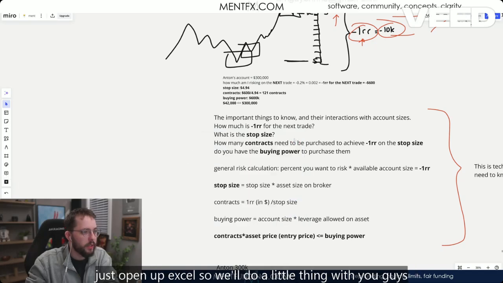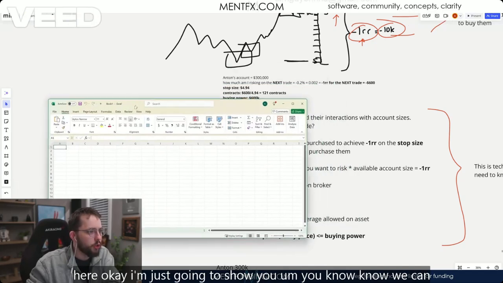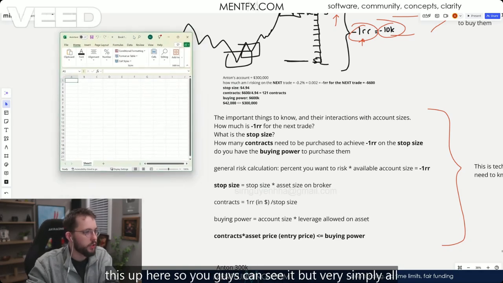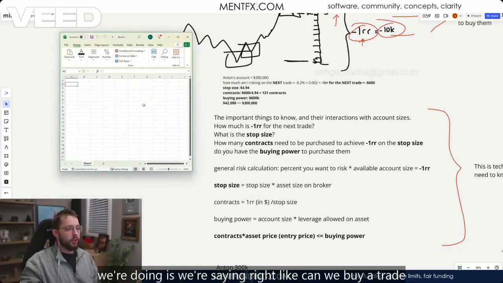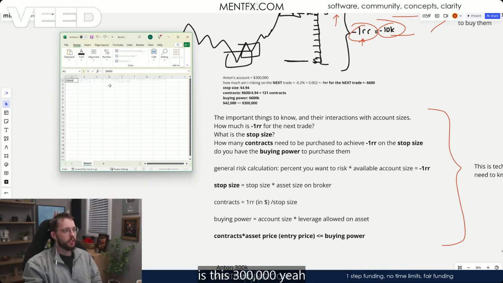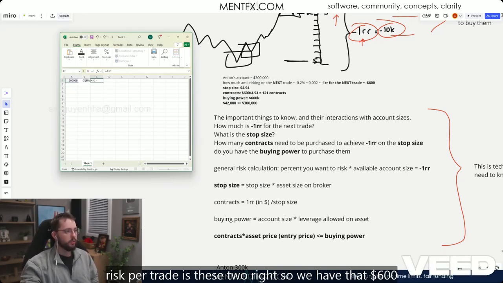We can do something like this, where we'll just open up Excel. So we'll do a little thing with you guys here, okay? I'm just going to show you. We can make this super simple if we really want to. I'll move this up here so you guys can see it. But very simply, all we're doing is asking, can we buy a trade? So if my account size is, let's just say, 300,000, and my risk size is 0.2%, then we know my actual risk per trade is these two.